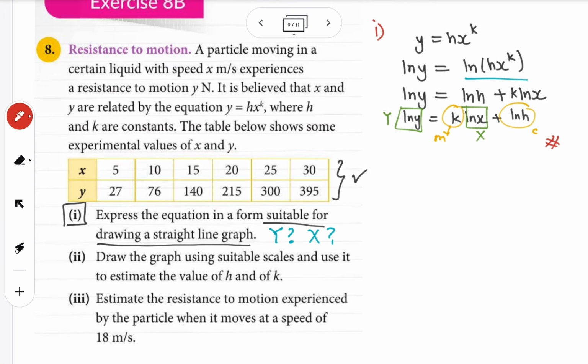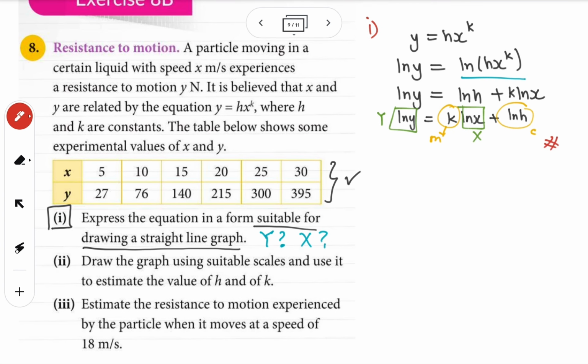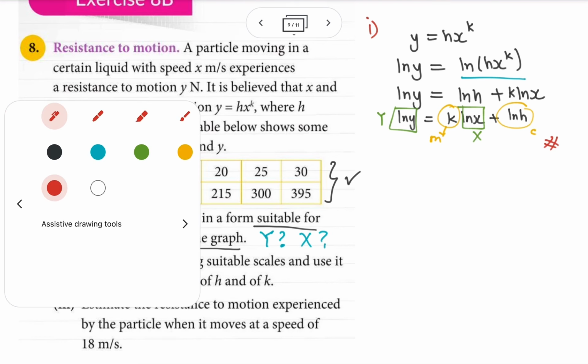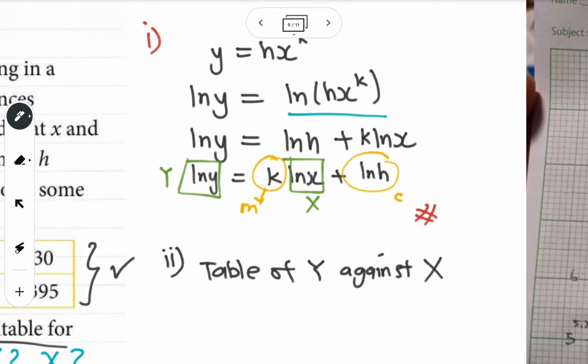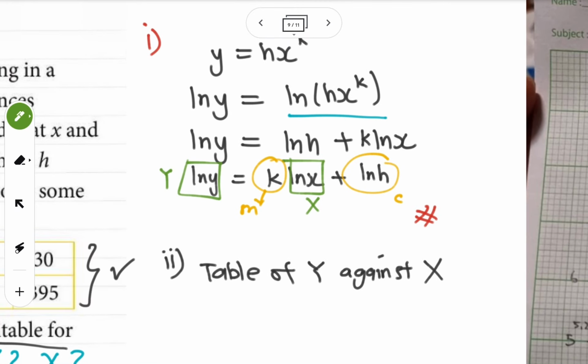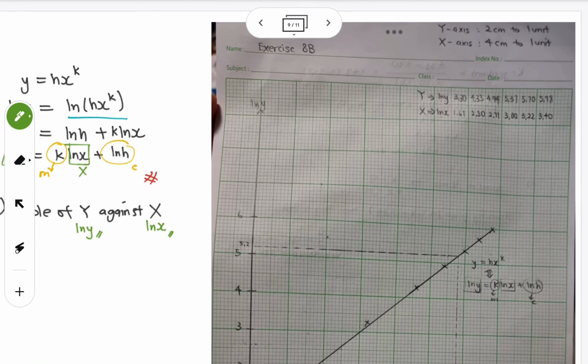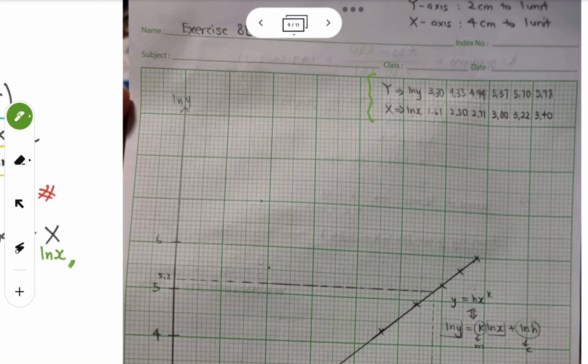Let's look at part 2. Draw the graph using suitable scales and use it to estimate the value of h and of k. So for part 2, you definitely need to draw a table of big Y against big X. We have already said what is big Y, big X. Big Y is ln y and big X is ln x. So you need to find your table of values. These are my table of values at the top, so you see whether yours tallies with mine. These are my table of values for ln y and ln x.